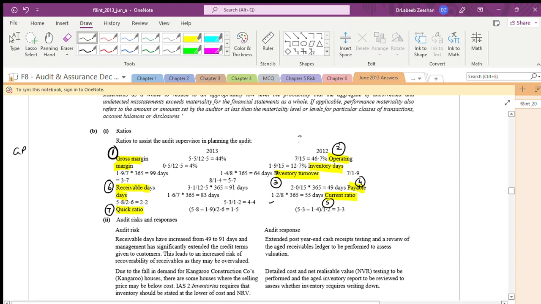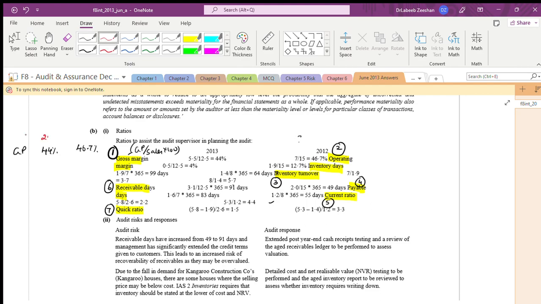Gross profit. How much is there? See, I will write for you. Gross profit divided by sales times 100. Okay. Gross profit divided by sales. How much is there? 44% and 46.7%. Is it right? 46.7%.